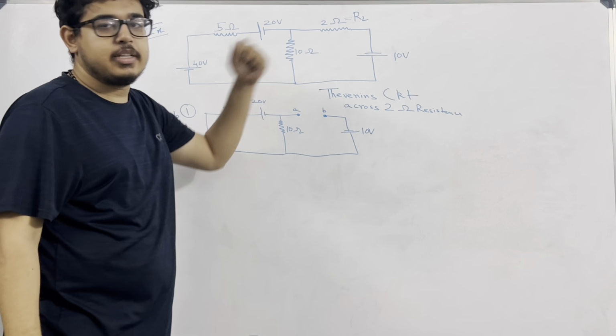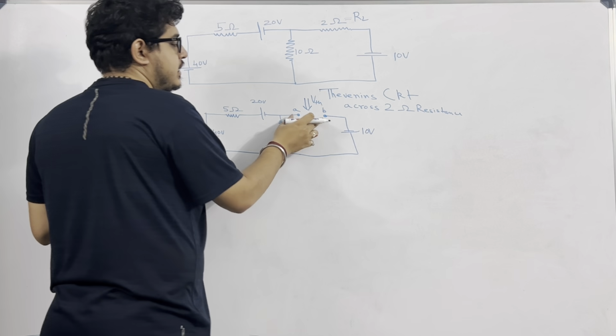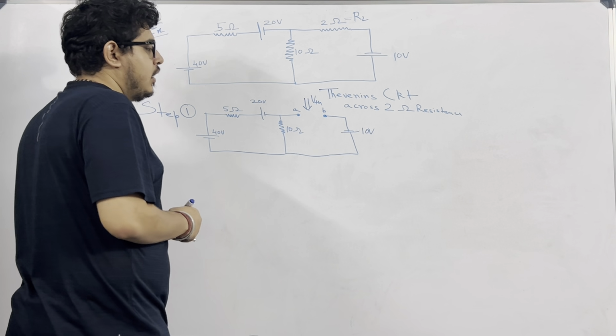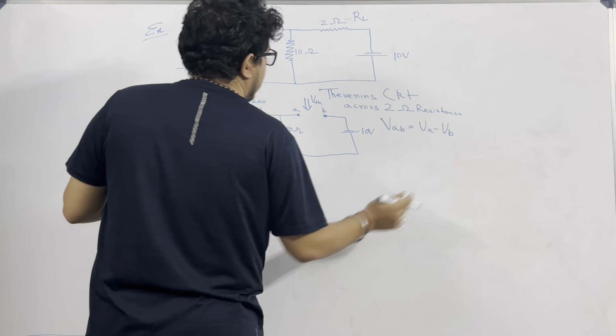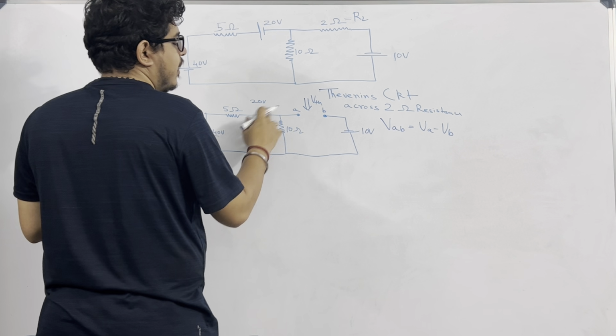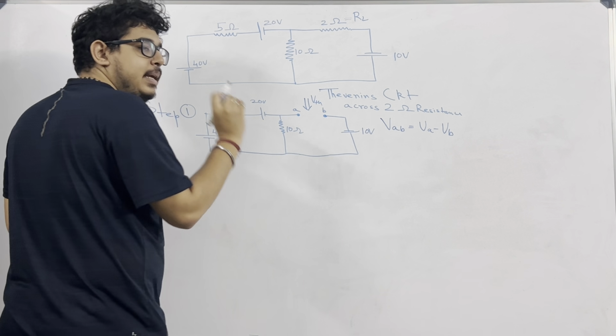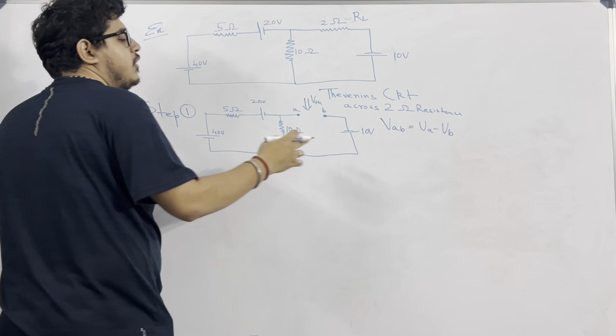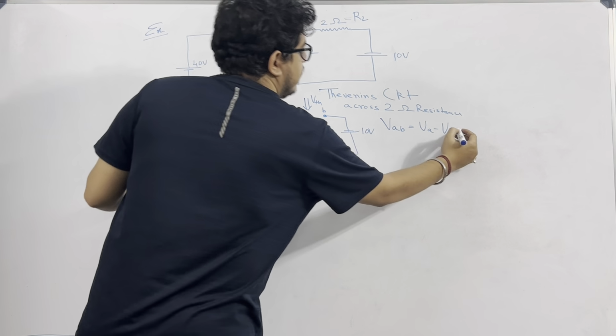Thevenin voltage is nothing but the voltage across these 2 terminals. This is voltage Thevenin. So how do we calculate it? We have to find VAB, which is equal to VA minus VB. That means start from A and come back to B, by any path, and write down all the voltage drops or rises around these points. Then we will know the value of VAB, which is equal to V Thevenin.